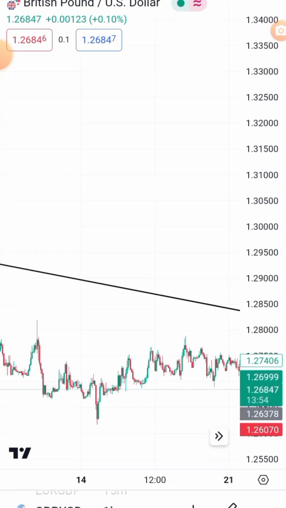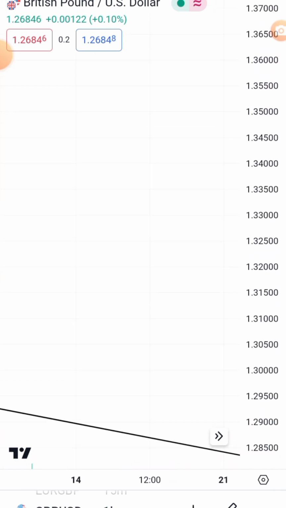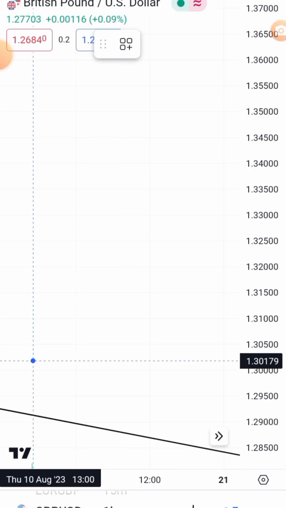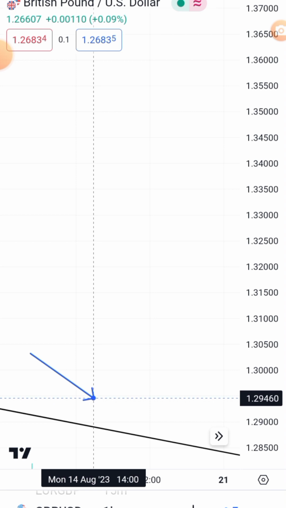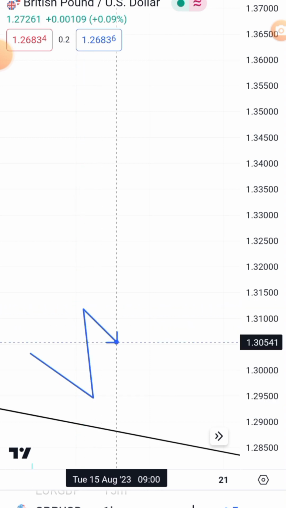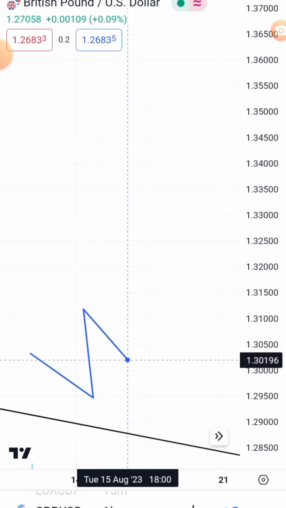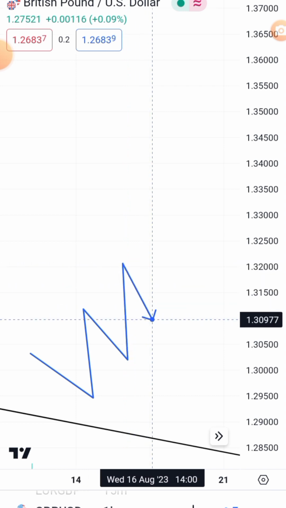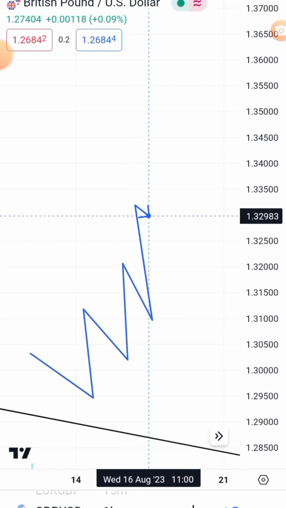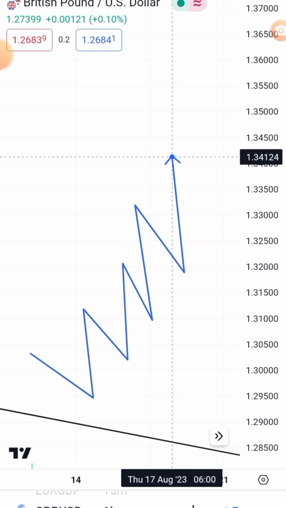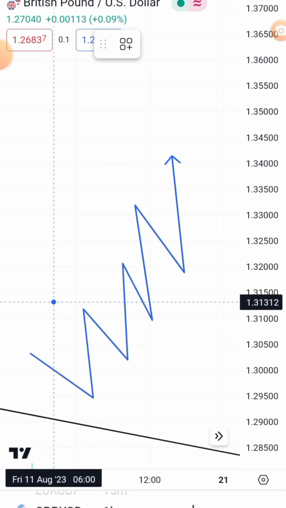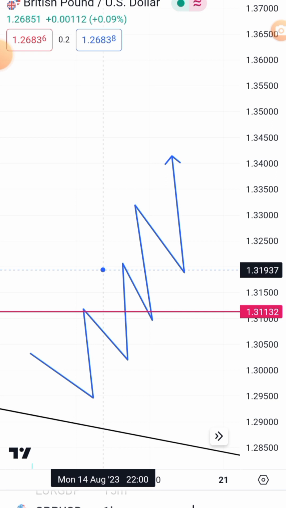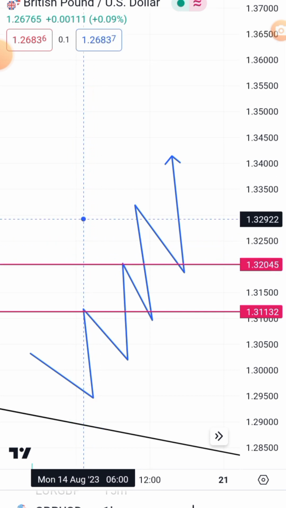So guys, for an uptrend, let me show you. If the market is making higher highs and higher lows, like this, guys, I want to show you something. This is where the market is breaking highs. As you can see there, the market is breaking highs. This is a higher high, this is a higher high, this is a higher high.